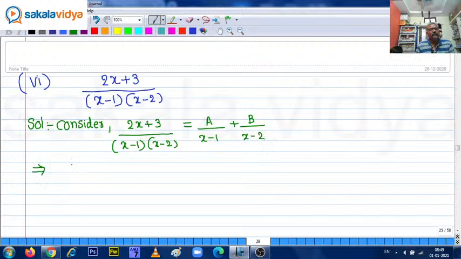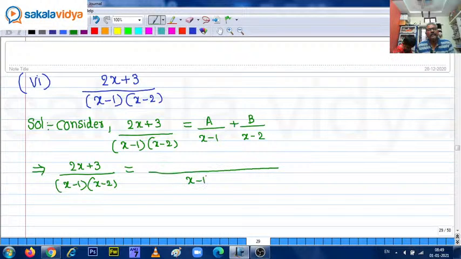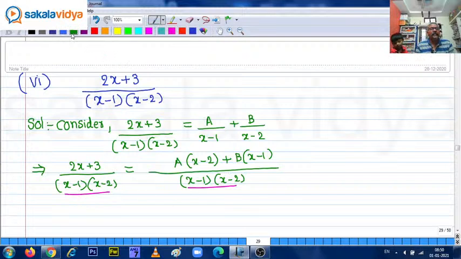So that implies we can have 2x plus 3 upon x minus 1 times x minus 2 equals, here the LCM is x minus 1 times x minus 2. X minus 1 gets cancelled, a times x minus 2 plus b times x minus 1. Here the denominators get cancelled, so now we have a times x minus 2 plus b times x minus 1 equals 2x plus 3.